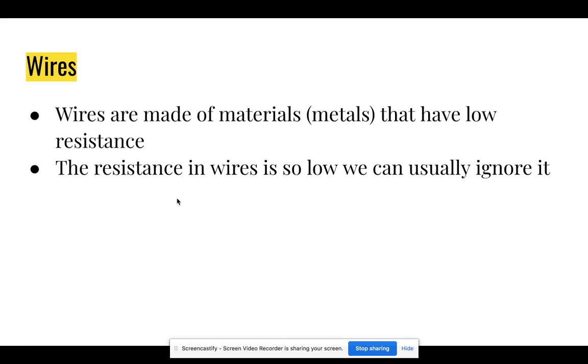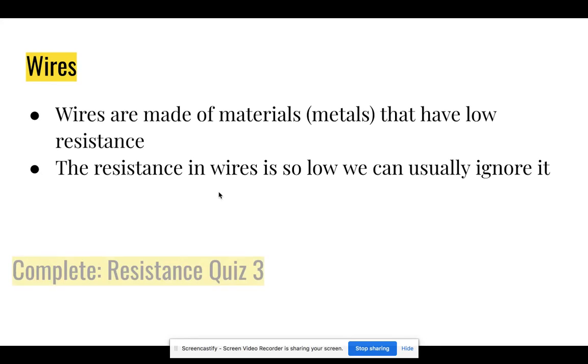So wires are made of materials such as metals that have low resistance. The resistance in wires is so low we can usually ignore it. Okay, so for the sake of figuring out the resistance within a circuit, we ignore the resistance that is in the wire. There is some. That's why wires do heat up. Cheaper wires will heat up even more. I'm sure you felt your wire when you're charging up your phone get pretty hot sometimes.